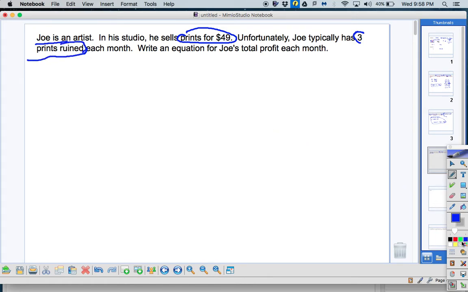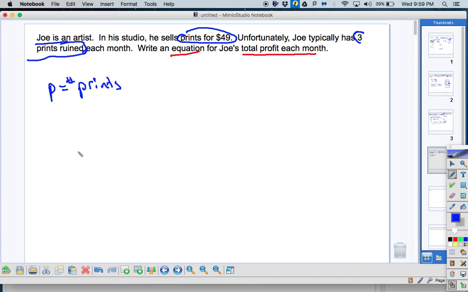And then let's look at the directions, and our directions say that we're supposed to be writing an equation, so I know I need an equal sign, and it's supposed to represent the total profit each month. So that's what I need to be doing. So first thing, I'm going to need to define a variable, and I'm going to use prints, and this is going to be our P, and we'll use that to talk about prints. And this is going to be number of prints. So we're just going to count them. So number of prints.